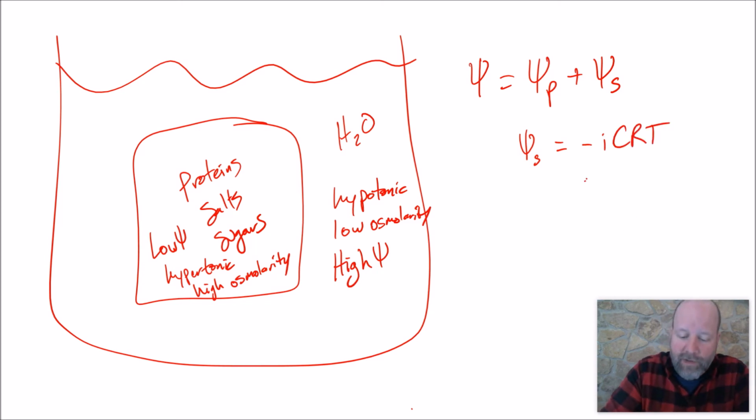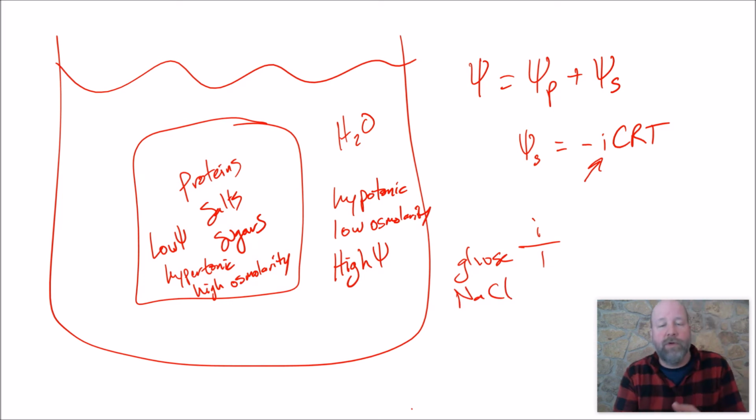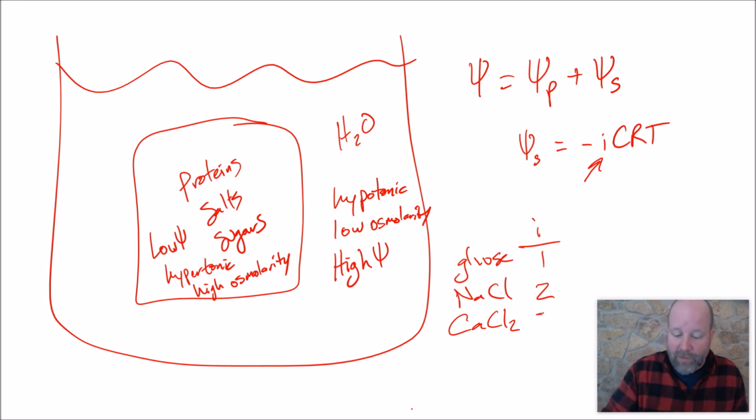i, of course, is the ionization constant. So for glucose, i would be 1. For sodium chloride, because when you put it in water it dissociates into sodium ions and chloride ions, that would be 2. For something like calcium chloride, that would make a calcium ion, a 2 plus ion, and 2 chloride Cl minus ions. So i would be 3, and so on. So it's just how many particles it forms when you put it in water.